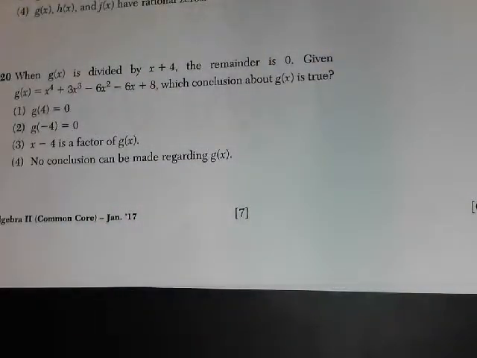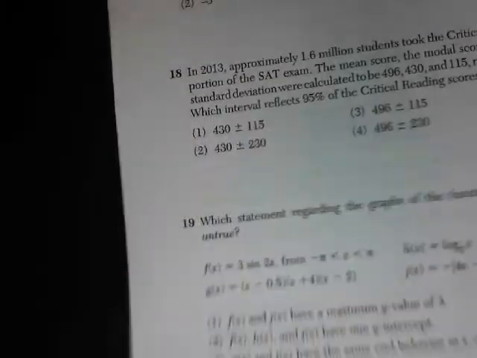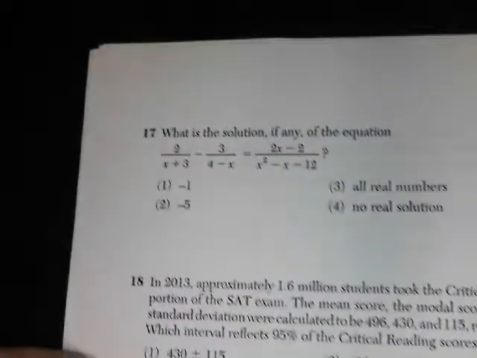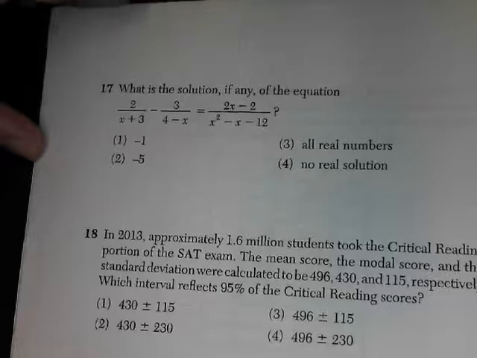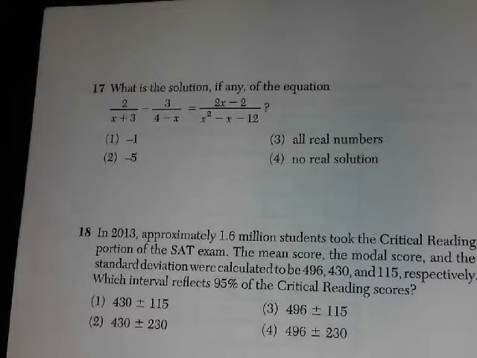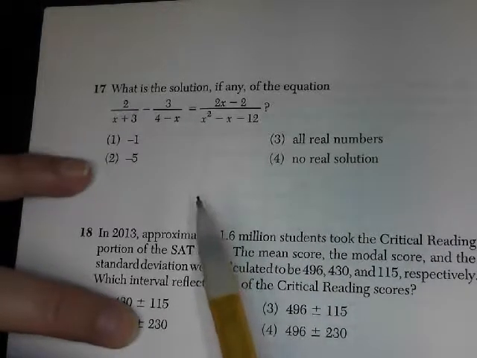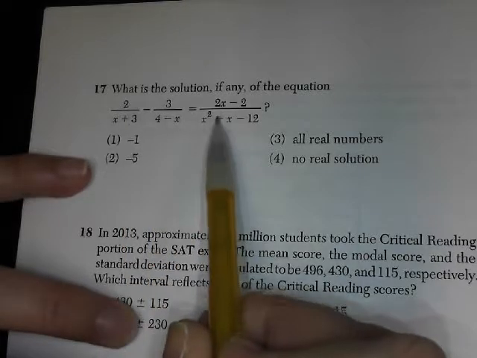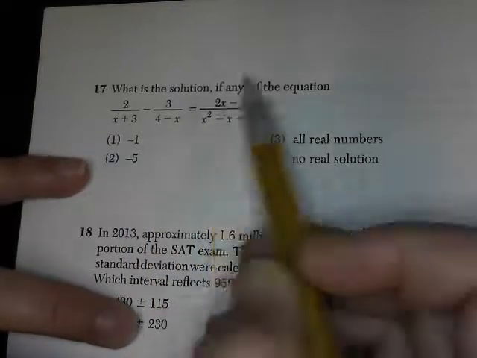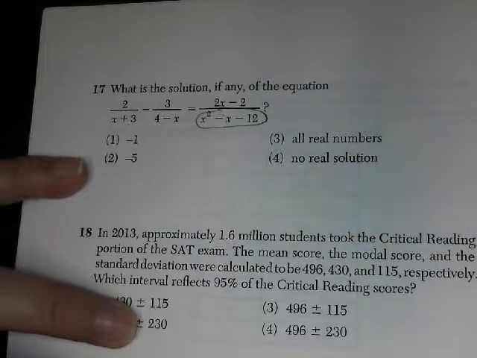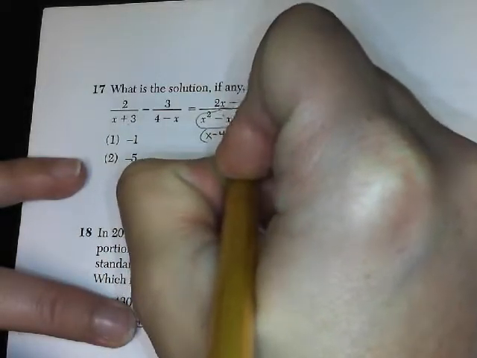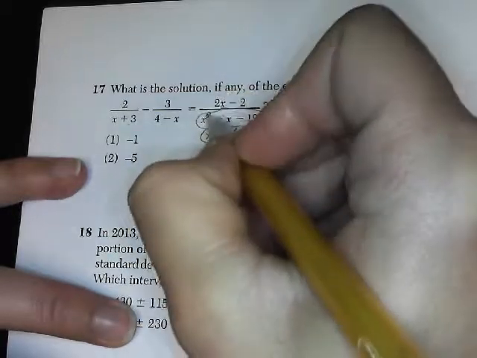On number 17, we're asked, what is the solution, if any, of the equation given here? Now, this is a rational equation. We have to get a common denominator all the way across. Before doing so, though, let's factor this and see what it's really made of. This factors into x minus 4 and x plus 3. So we don't need to think about that anymore.